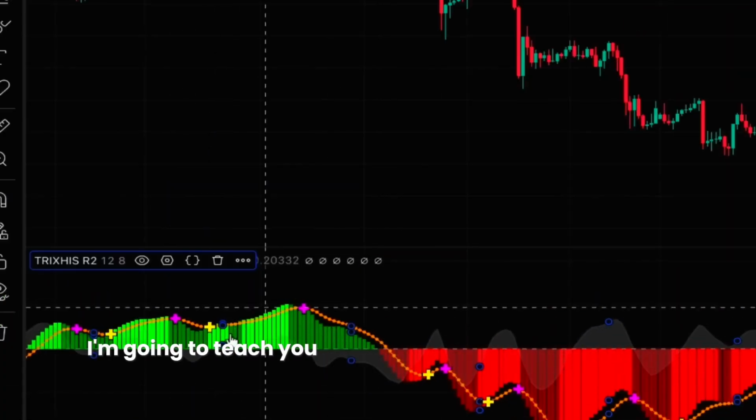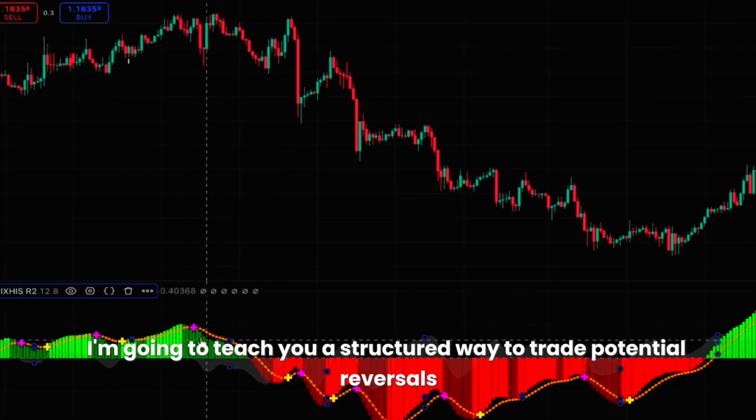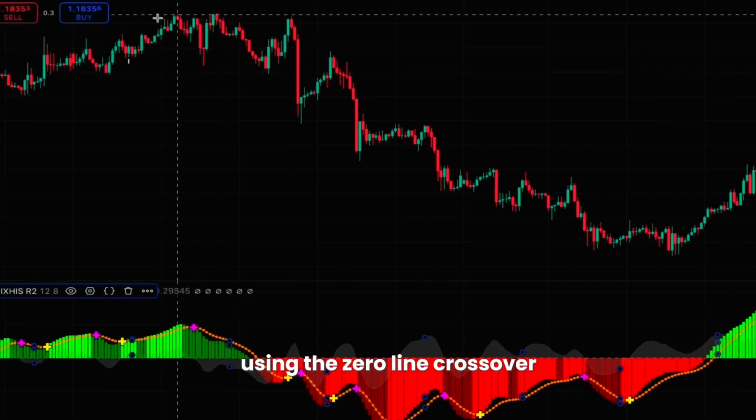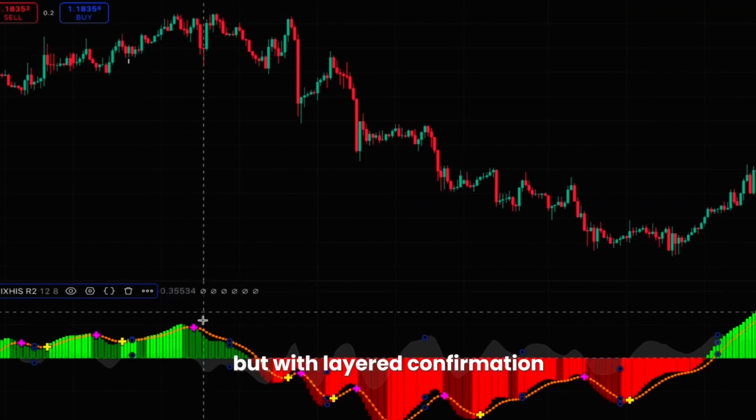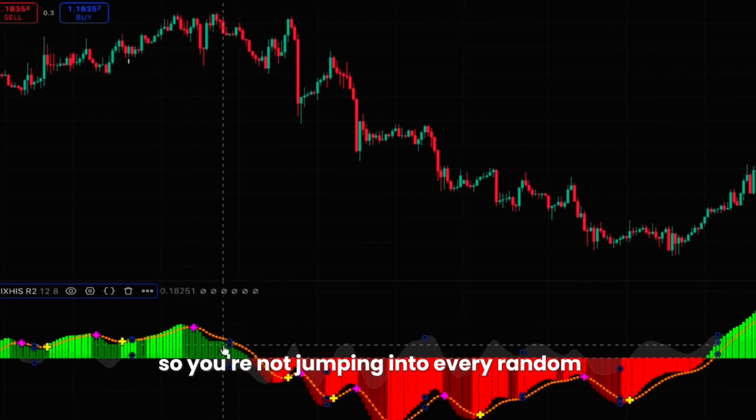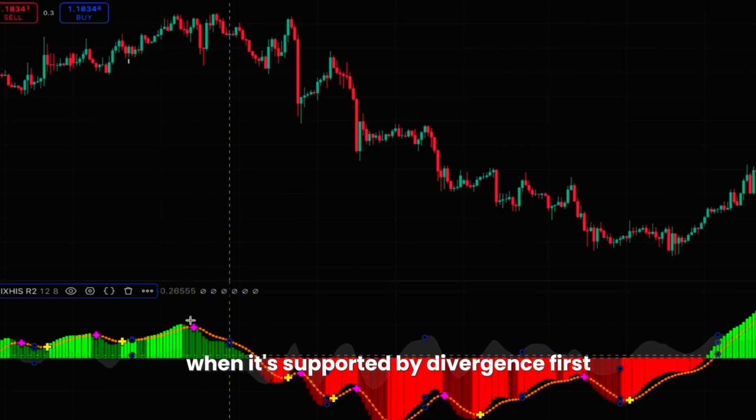Now I'm going to teach you a structured way to trade potential reversals using the zero-line crossover, but with layered confirmation so you're not jumping into every random flip. The key improvement is this: only treat a zero-line crossover seriously when it's supported by divergence first.